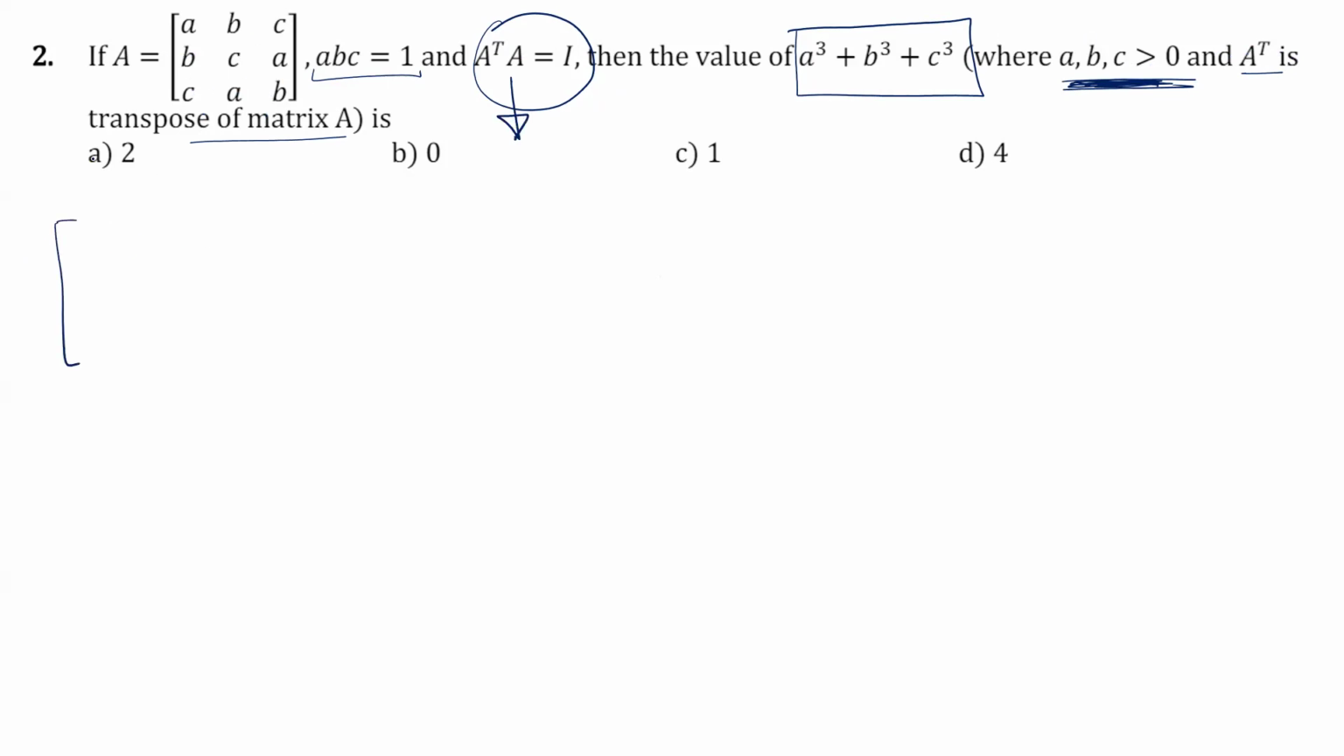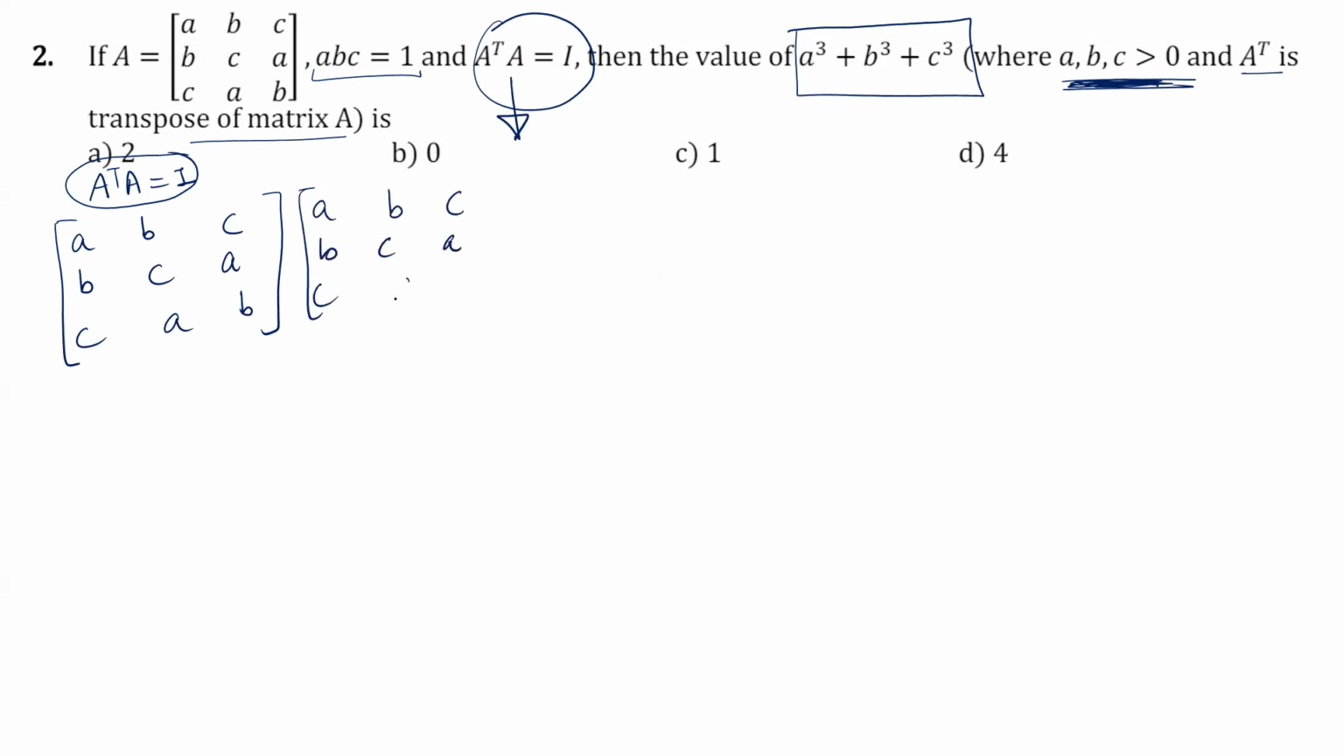So first let me write A transpose A equals I. We are using this equation here. A transpose will be the transpose of this matrix ABC, which will be the same because it is a symmetric matrix, you can observe. And then A, so that will be [a b c; b c a; c a b], A transpose A equals I. I means identity matrix. So when you multiply these two matrices on the left hand side, you will get some equations.